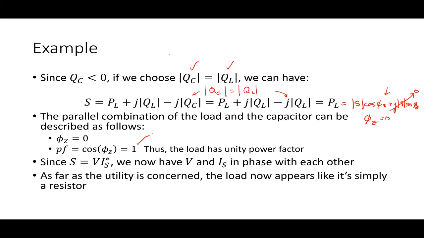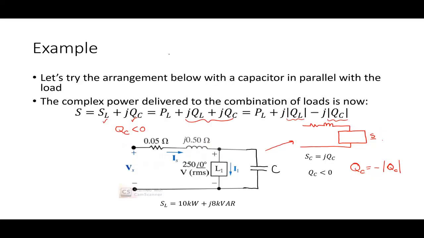All right? So essentially what that means is if I were to draw the voltage and current phasors, voltage is here and current is here. So they are in phase with each other, meaning that the parallel combination of load 1 and the capacitor here effectively looks like just a single resistor now. As far as the utility is concerned, I turned that thing into just simply a resistor.